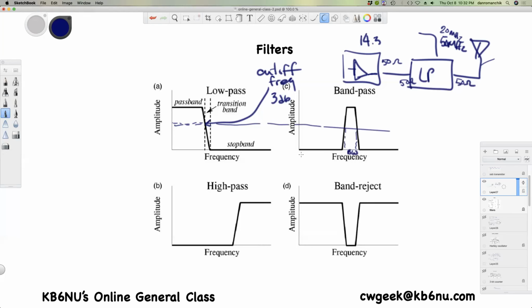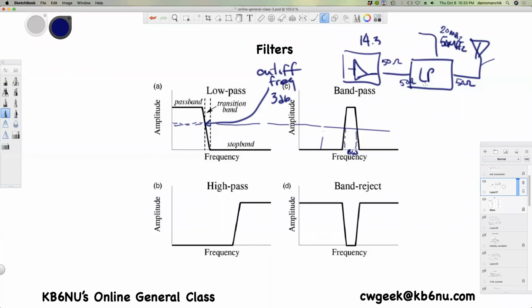Question, what term specifies a filter's maximum ability to reject signals outside its pass band? Answer, ultimate rejection. And that's like here. Like how far down will the signal be after it passes through the filter? How much will this bandpass filter attenuate the signal?